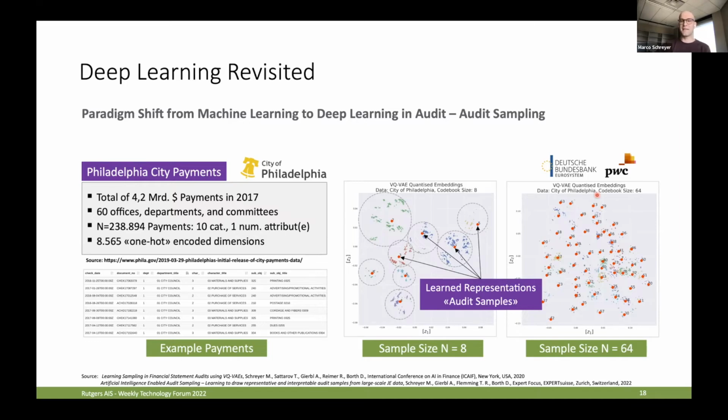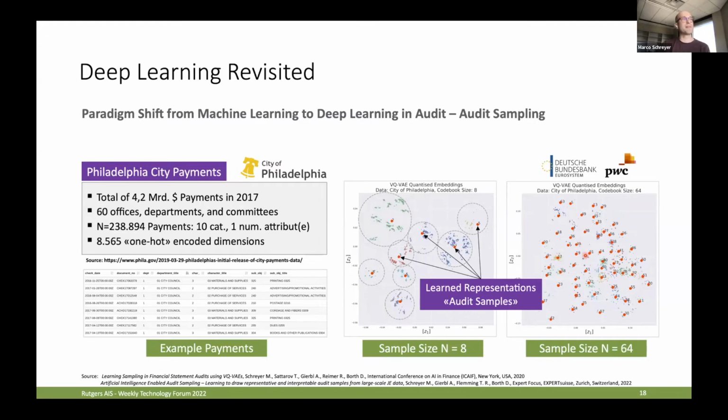The interesting thing here is that, first of all, we get a perspective on the entire data set in a two-dimensional space, and at the same time we can somehow correlate or see exactly where our samples are sitting. And this gives hopefully a lot more comfort in terms of how a certain sample size was selected.